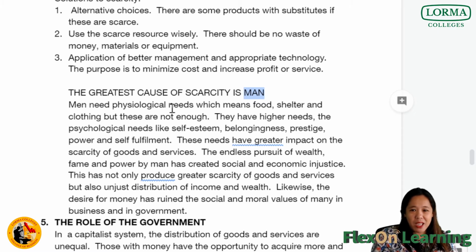So men have physiological needs. Physiological needs refer to those that we need for our physical self. So we have food, shelter, and clothing. Okay.